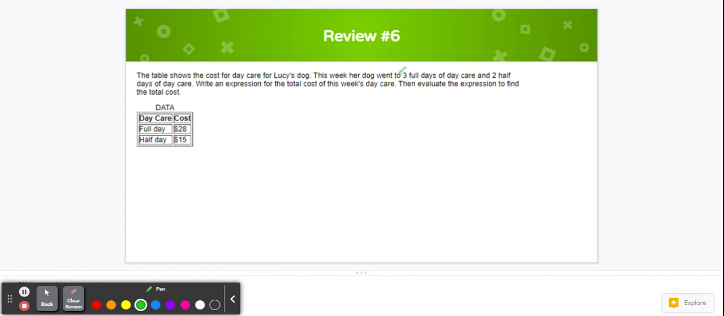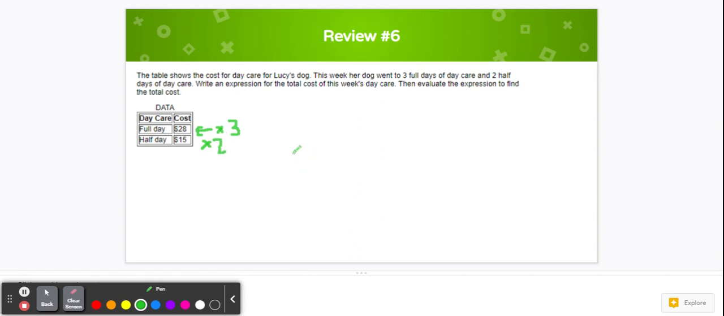Well, she goes to the dog care 3 full days. For each day that she goes is $28. I know that. She goes 3 times. That's telling me 3 times means I'm going to multiply, so that's 28 times 3. That's going to give me the full day costs for 3 days. The dog goes to 2 half days, and half days are $15. She does it twice. So 15 times 2.